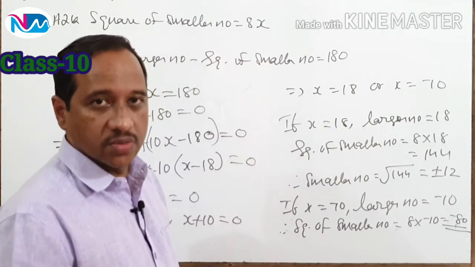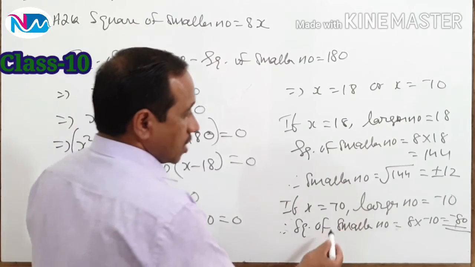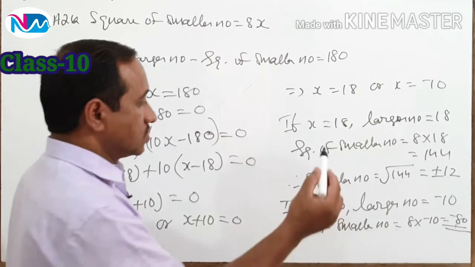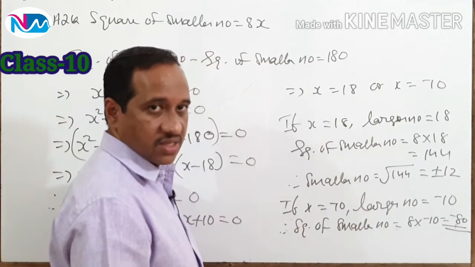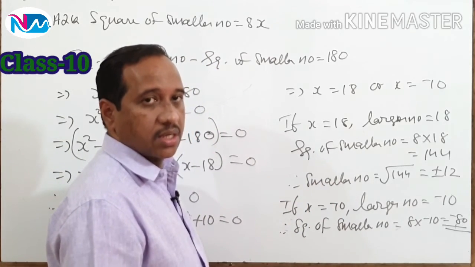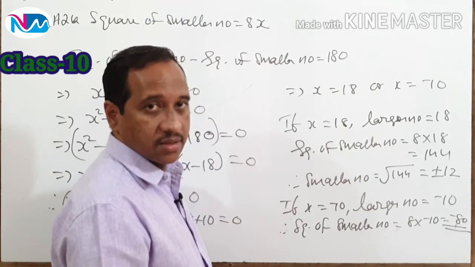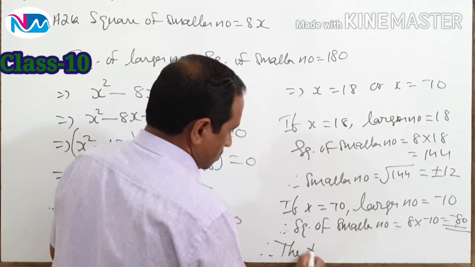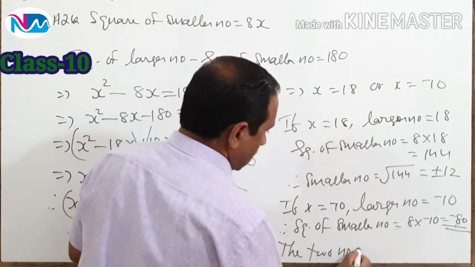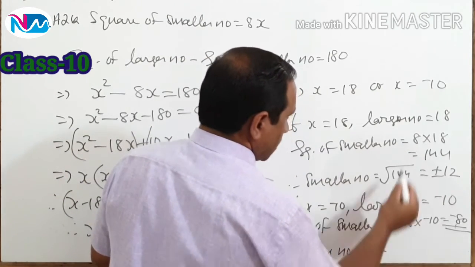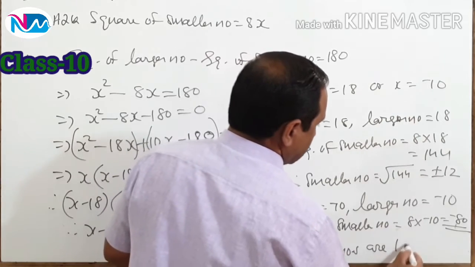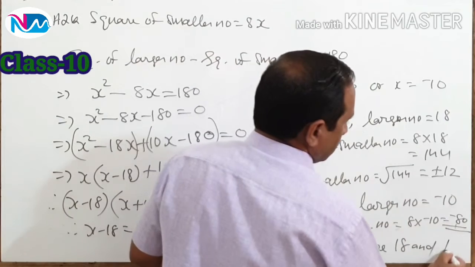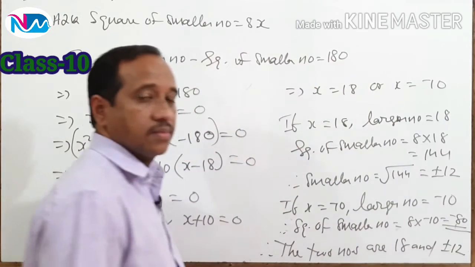But this is not possible because the square of a number can never be negative. So we cannot use x is equal to minus 10. The negative value is not possible here. Therefore, the two numbers are larger number is 18 and smaller number is plus or minus 12.